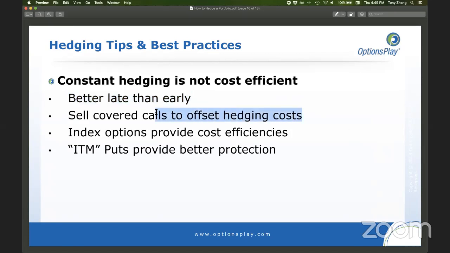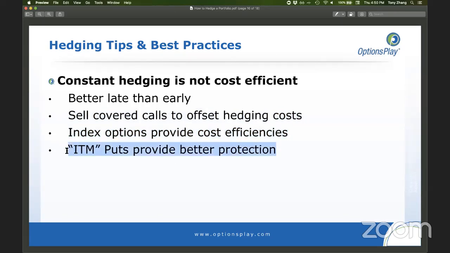Another thing is you can actually offset the cost of hedging by selling covered calls on your portfolio. So if you're buying protection and it's costing you 1% to 2% of your portfolio to do so, you can sell some covered calls and try to recuperate that 1% to 2% back. Especially if you feel the market's going to correct, you can get pretty aggressive with your covered calls and be able to collect close to the premium that you're paying to buy that put option. Lastly, index options, in my opinion, provide some cost efficiencies if you do have a relatively larger portfolio. And for me, and this is my personal opinion, this is not by any means a rule, because it depends on your outlook of the market as well.